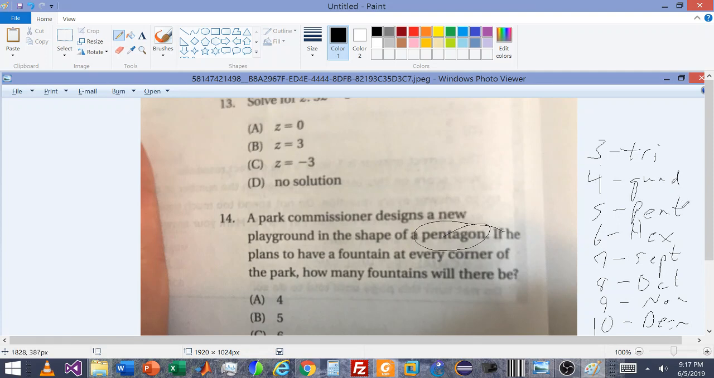Okay, so you can draw a pentagon then, now that you know what it means. And it has 1, 2, 3, 4, 5 corners. So if there's a fountain at every one, how many fountains are there going to be? So that makes this problem pretty easy. So it ought to be 5. And I'm checking the answer right now here. Yeah, B, so 5. Alright, let's move on and try to get 2 more knocked out here real quick.